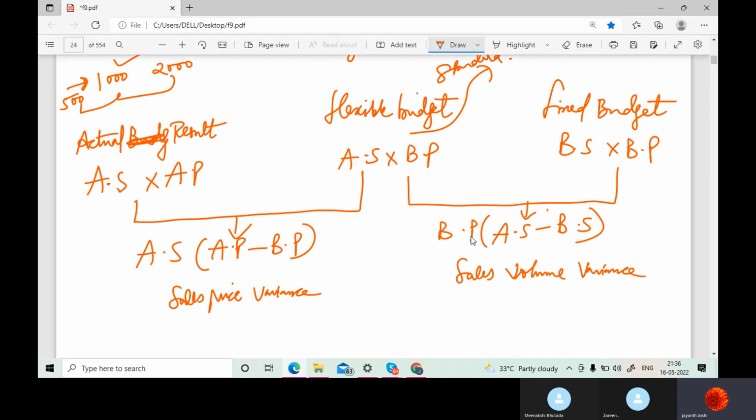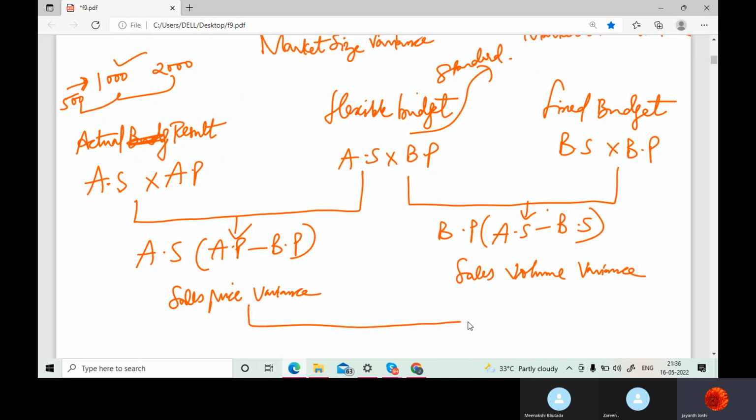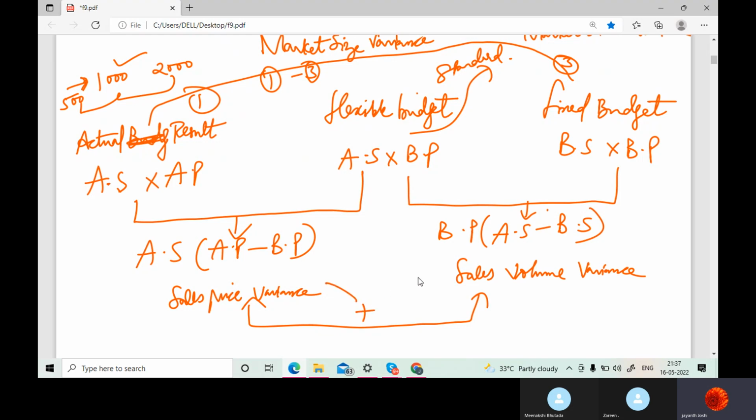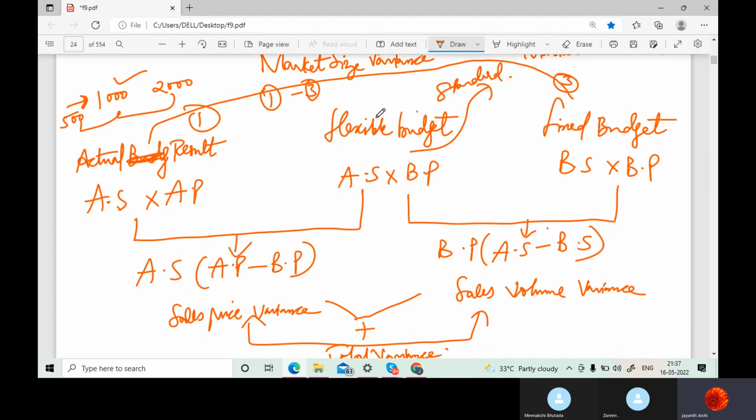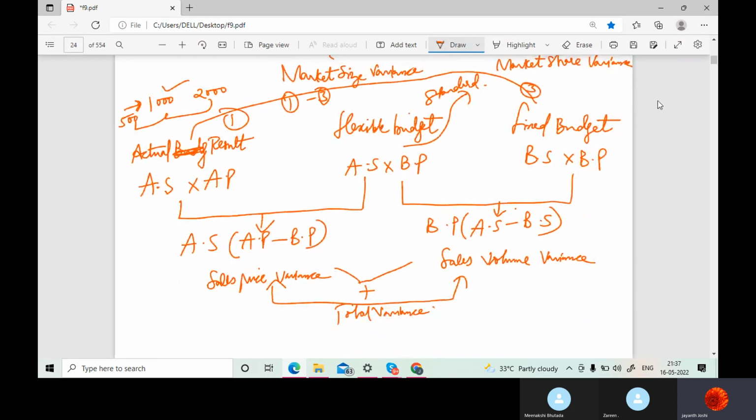Okay, and then when you take these two, that is actual sales into actual price minus budgeted sales into budgeted price, this is 1 and this is 3. If you take 1 minus 3, or if you just add these two, you get total variance. Okay, so total sales variance. So please do this. Make this chart in your book right now, and I'll give you a question to solve fast.